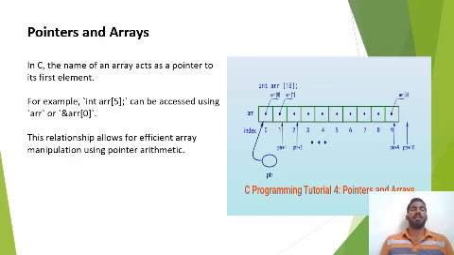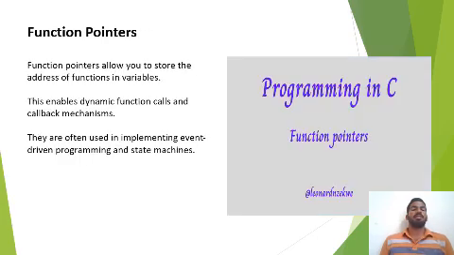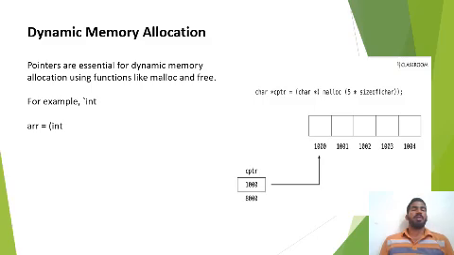Function pointers. Function pointers allow you to store the address of functions in variables. This enables dynamic function calls and callback mechanisms. They are often used in implementing event-driven programming and state machines. Dynamic memory allocation. Pointers are essential for dynamic memory allocation using functions like malloc and free. You can see this in the given figure.